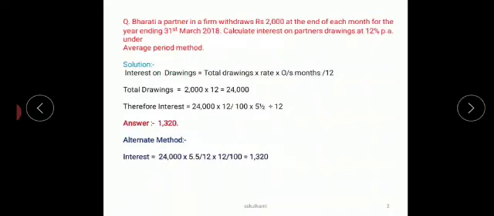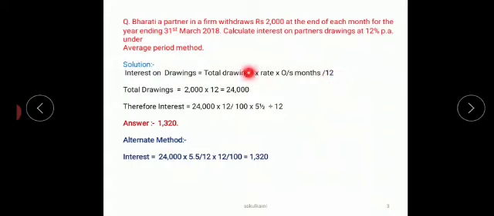Now we will see one more problem. Bharti is a partner and she is withdrawing rupees 2,000 at the end of each month for the year ended 31st March 2018. Interest on partners' drawings at 12% per annum is to be calculated under average period method. So I write the formula: interest on drawings is equal to total drawings into rate into outstanding or average period divided by 12.